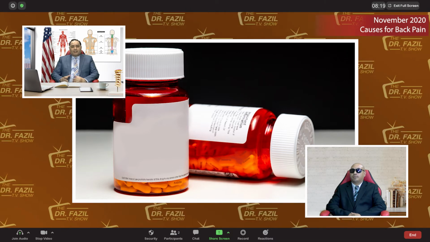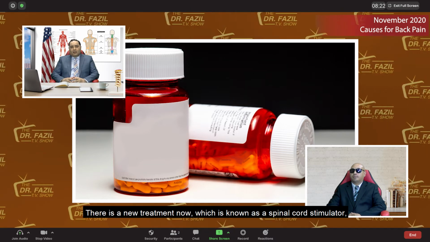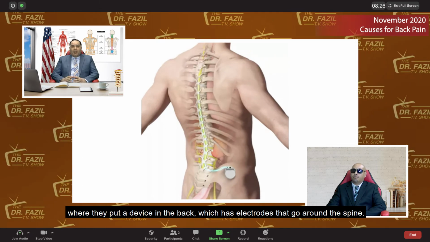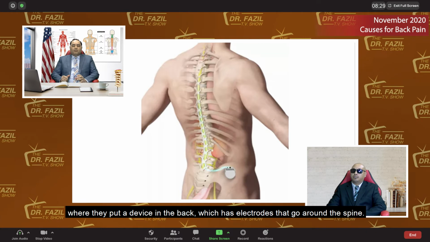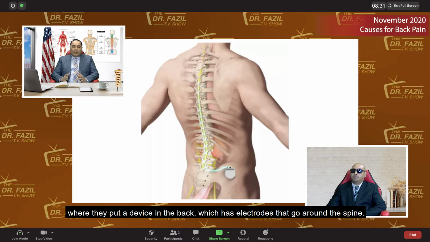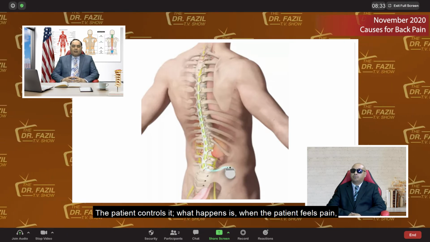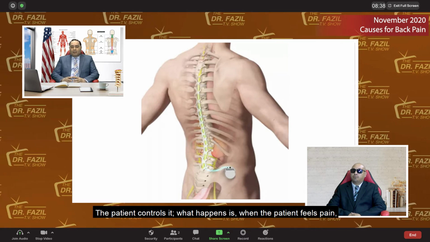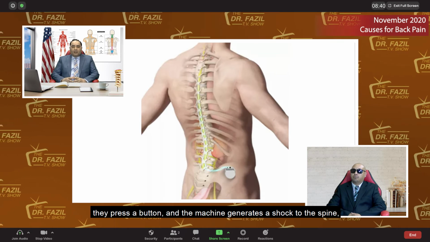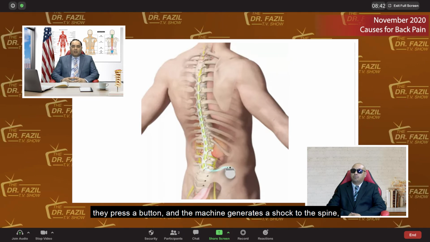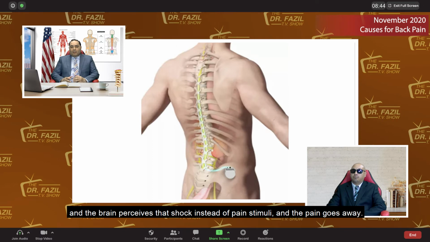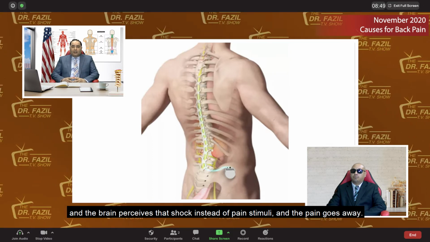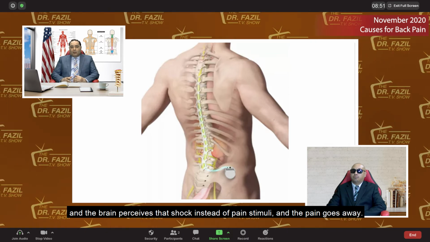And there's a new treatment now which is known as a spinal cord stimulator, where they actually put a device in the back which has electrodes, and it goes around the spine. It is controlled by the patient. What happens is when the patient feels pain, they press the button and the machine generates a shock to the spine, and the brain perceives that shock instead of pain stimuli, and the pain goes away.